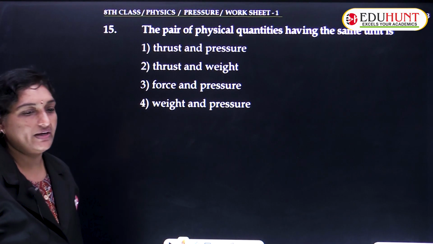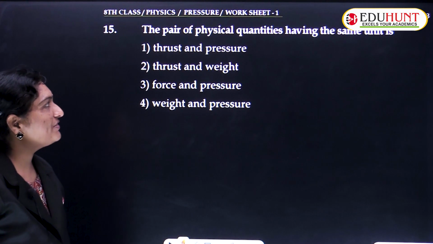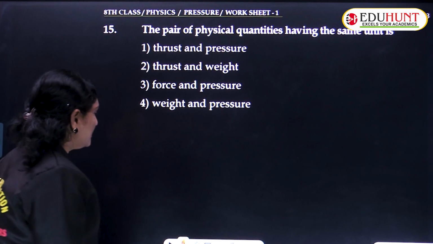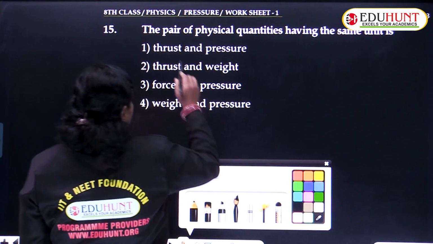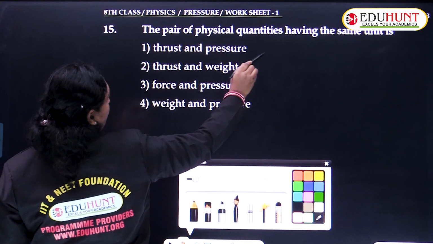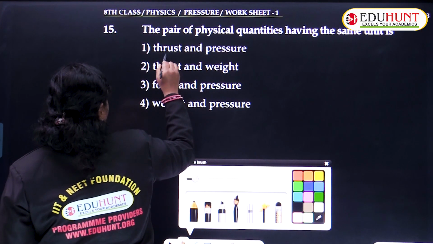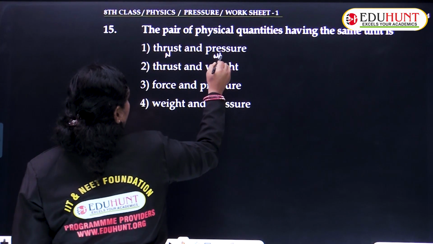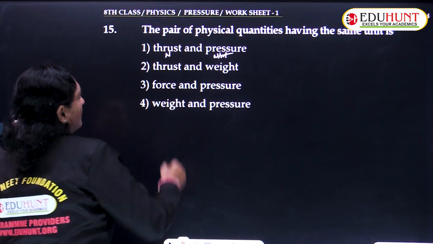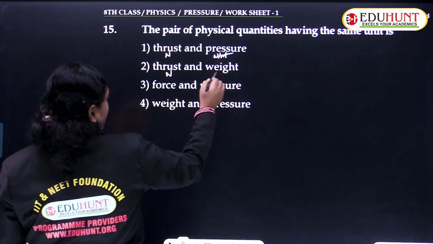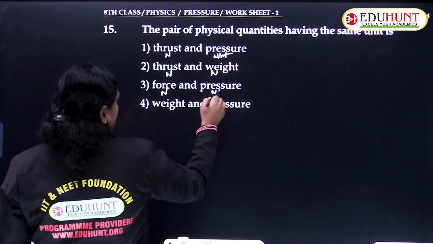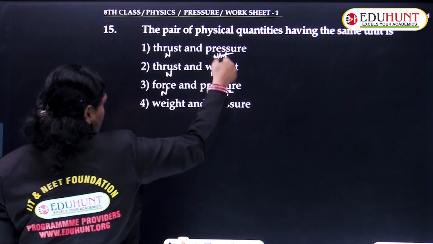Question number 15. The pair of physical quantities having the same unit is. So, let us check one by one, children. What is the unit of thrust? Taking the SI unit, thrust is measured in newtons. Pressure is measured in Newton per meter square or Pascal. Again, thrust is measured in Newton, weight is also measured in Newton. Force is measured in Newton, pressure in Newton per meter square or Pascals.